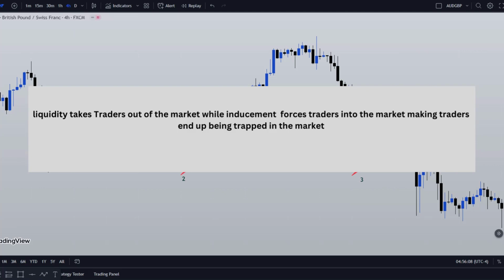Now let's see how we can use inducement and liquidity in our trading plan to avoid getting trapped. Here is a simple drawing. We have a bullish market structure that broke above the recent structure, leaving behind an unmitigated order block and a zone I consider to be an inducement zone.